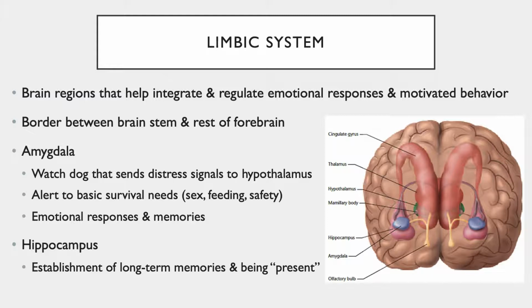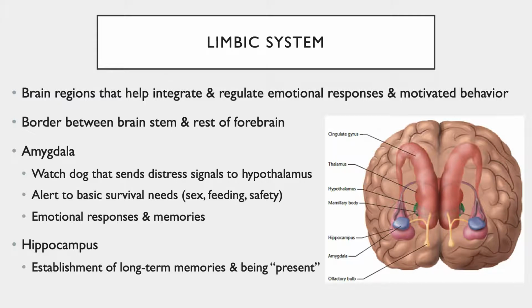Classification of the limbic system varies. It always includes the amygdala and the hippocampus, but it also includes other brain regions we haven't discussed yet, such as the thalamus, the hypothalamus, the anterior cingulate cortex, the septum, and a variety of other regions as well. For now, we'll focus on the amygdala and the hippocampus.